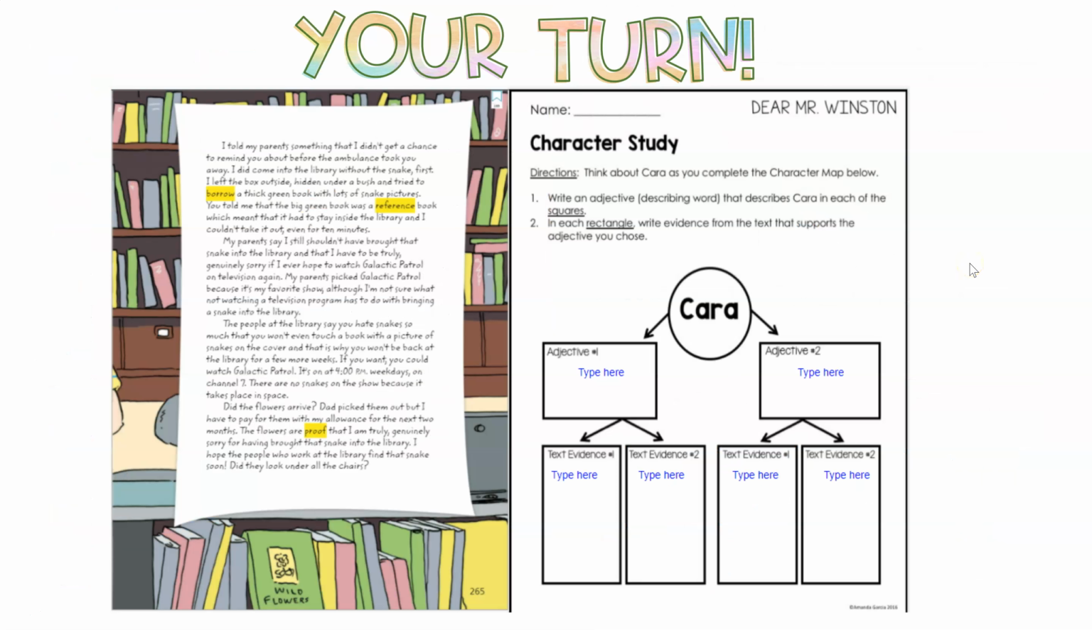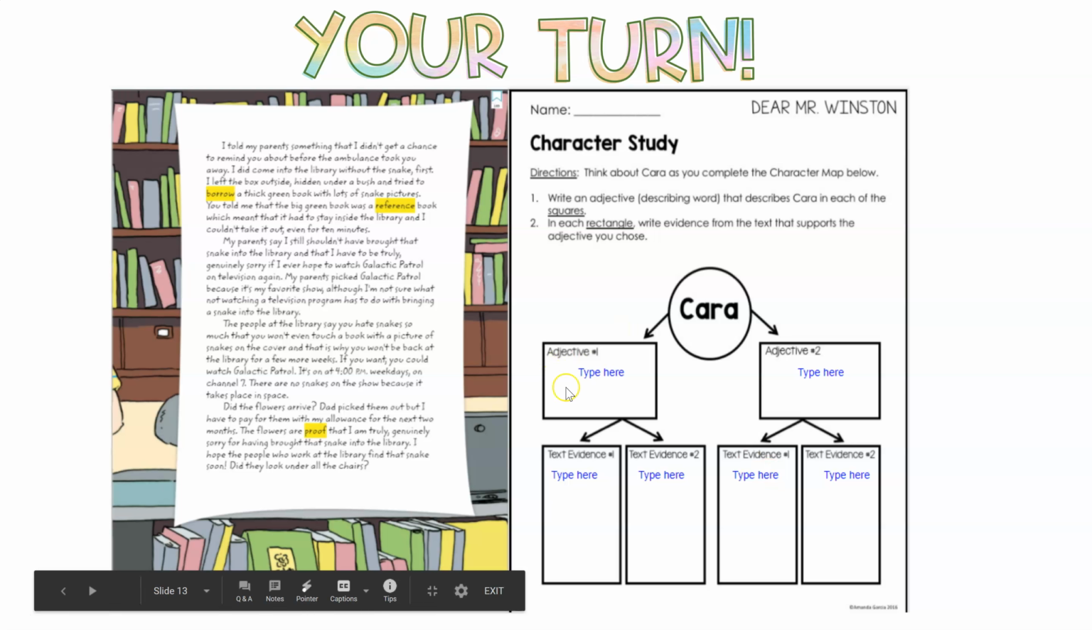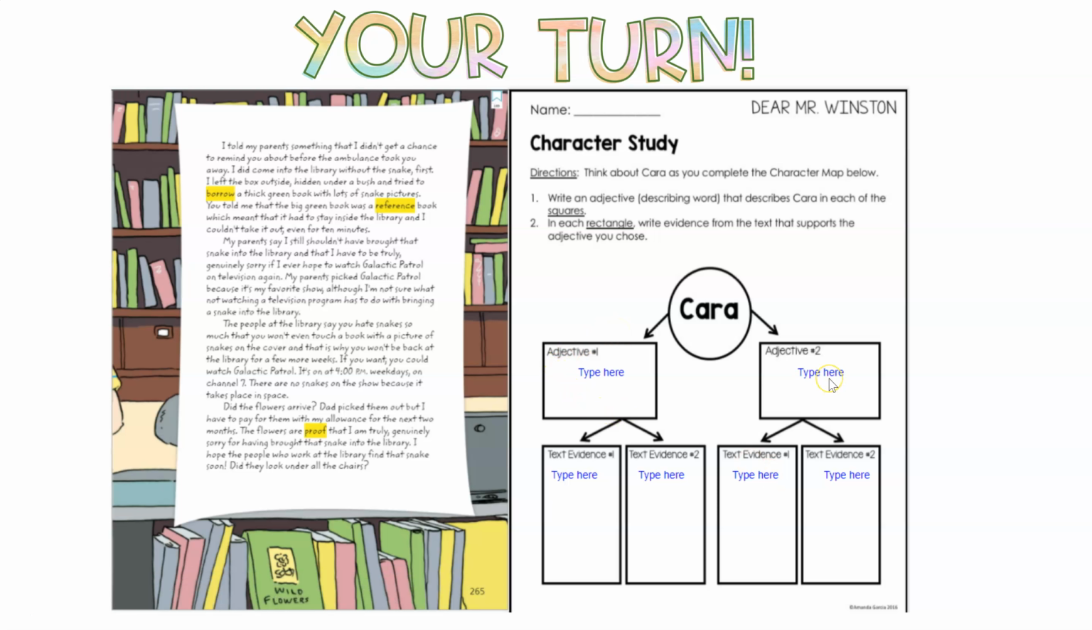It's now your turn, boys and girls. Use the text and our discussions to create a character map for Kara. I want you to go ahead and list 2 character traits that describe Kara's personality. Make sure to support it with text evidence.